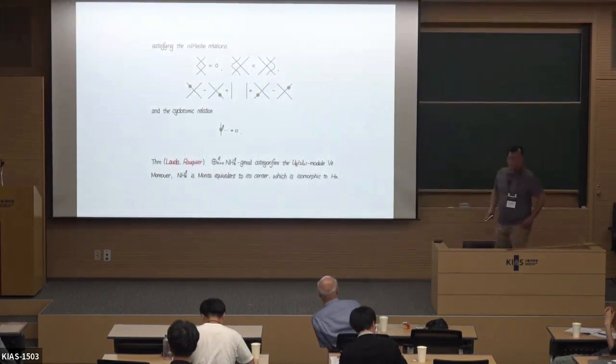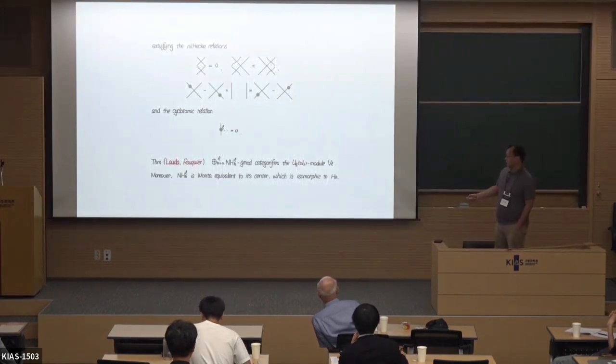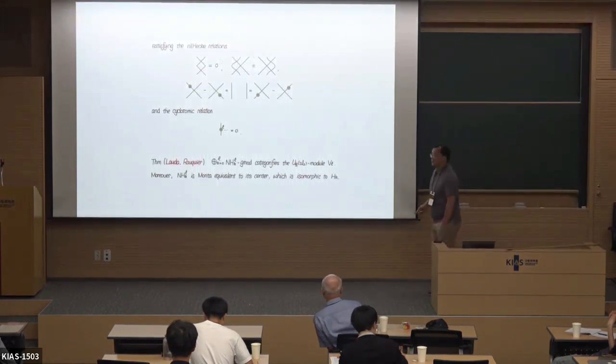And so, the center. What's that? The center is the... In that case, the center is in type A, D. It's isomorphic to the cohomology of quiver varieties. Yeah. Questions?